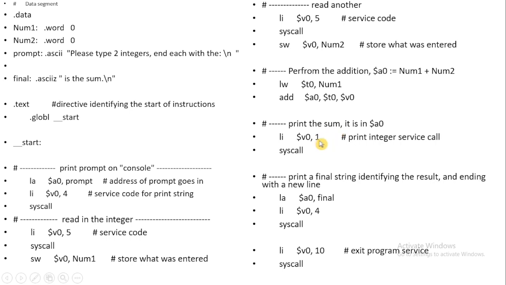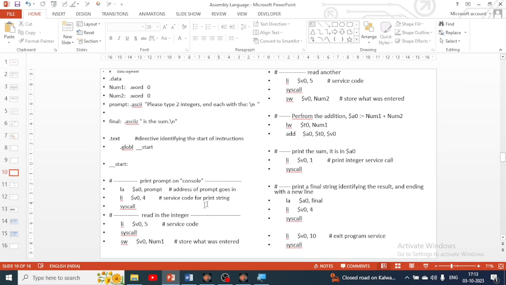So for printing the sum, 1 is the service code for printing an integer. Whatever the calculation you are doing, or you want to print the integer, in that case you will write the service code as 1. Okay, so load immediate $v0, 1. Then we are again writing syscall. Okay, and then LA $a0, final. Final is our label which we have written here, which is the sum. Okay, then हम उसे syscall कर रहे हैं, and then finally 10 is for exiting the system.